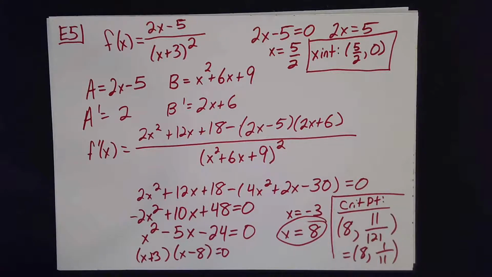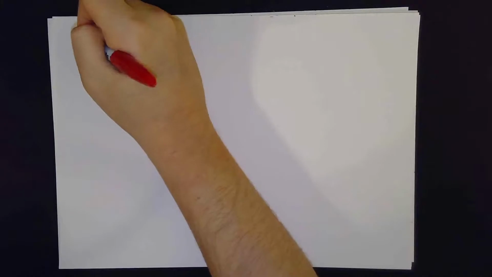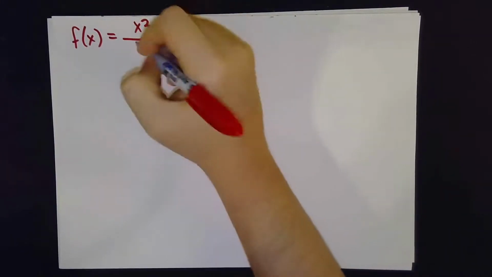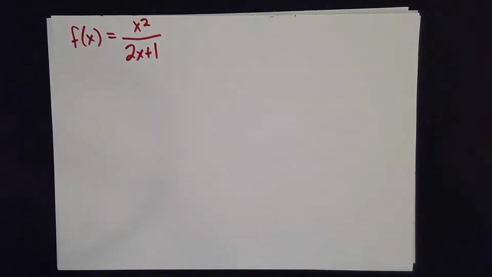Oh, I see I have a request for 10. I will do 10. Let's see. 10 asks to find the derivative of f of x is x squared over 2x plus 1 using the limit definition.